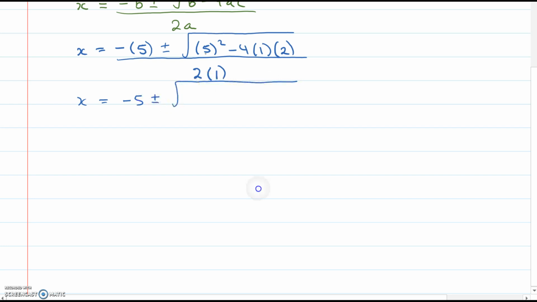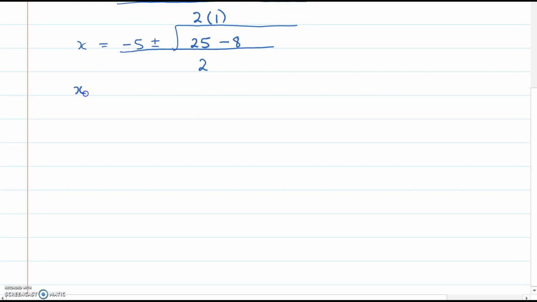So that's going to be x equals minus 5 plus or minus the square root. Now in here, square this first piece first. So 5 squared is 25. And then multiply minus 4 by 1, which is minus 4, by 2, so it's minus 8, all over 2 times 1, which is 2. And that gives you x is equal to minus 5 plus or minus the square root of 25 minus 8, which is 17, over 2.